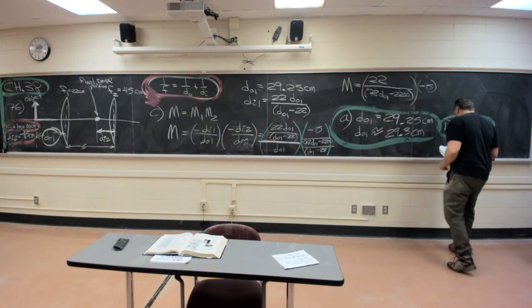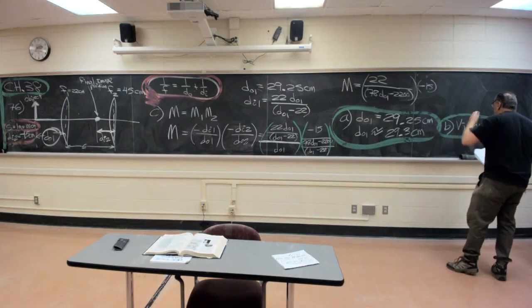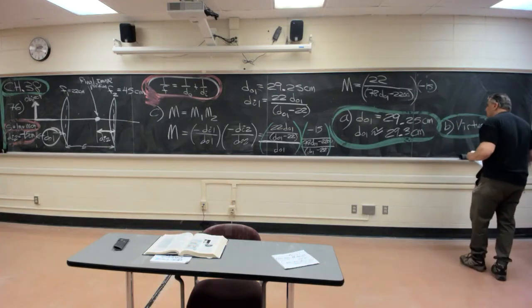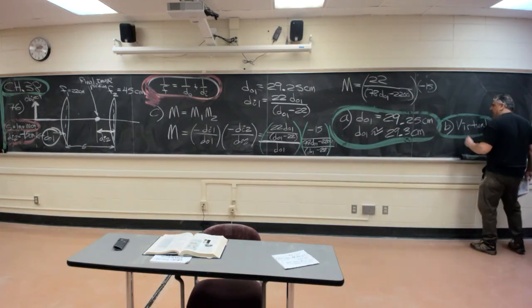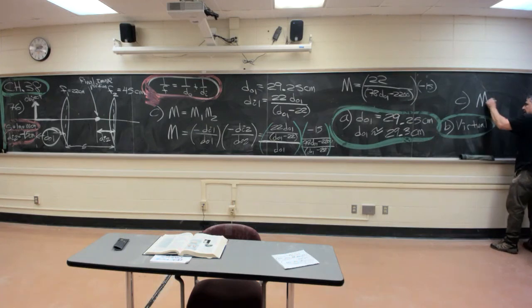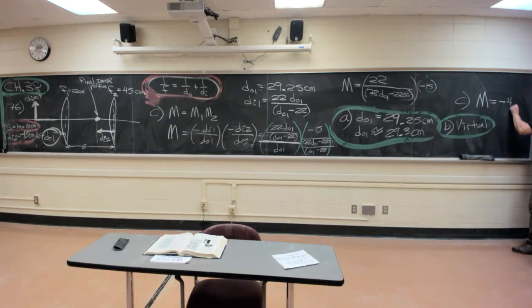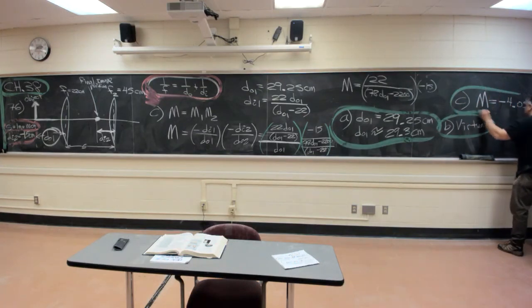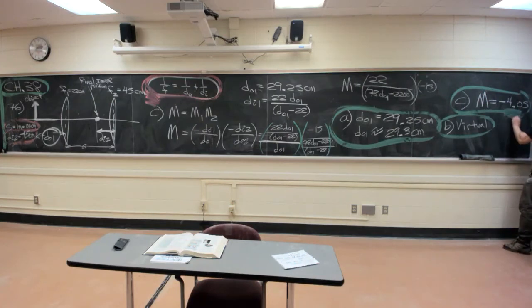I can look at the notes again, guys. But at the end of all that, for a magnification, m equals negative 4.05. That's true.